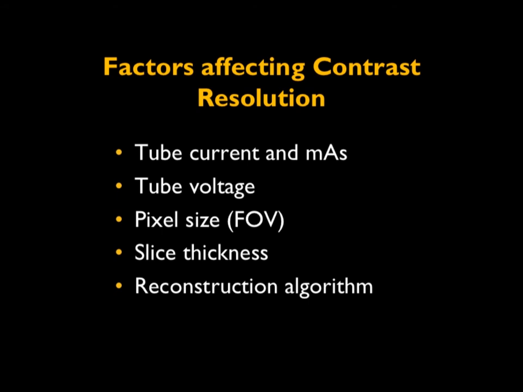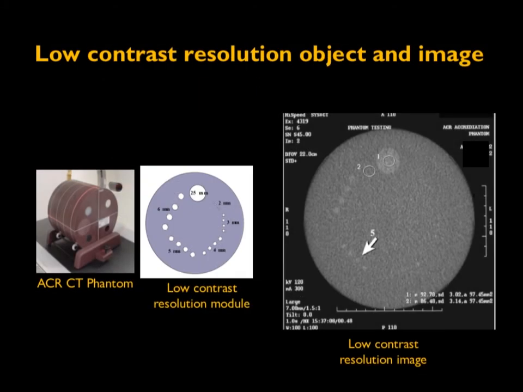There are a number of factors which influence the contrast resolution in CT. Among them are the tube current and the mAs, the tube voltage, the pixel size, the slice thickness, and the reconstruction algorithm. Again, contrast resolution can be quickly assessed on a CT scanner using a phantom.